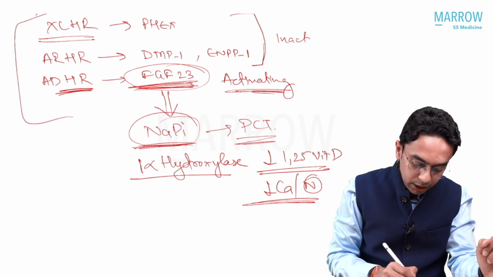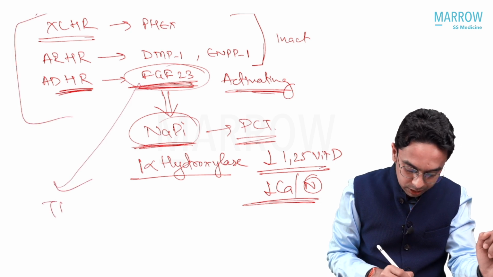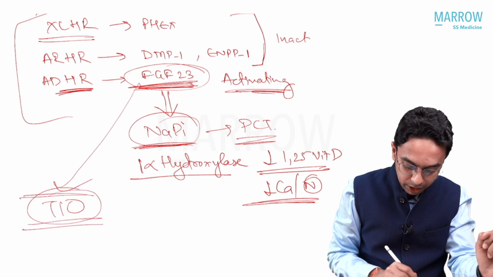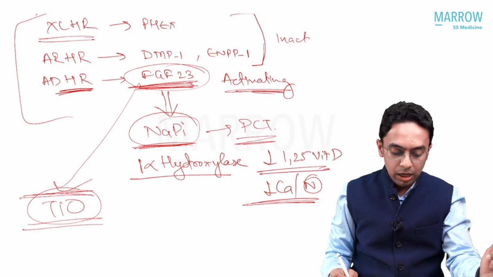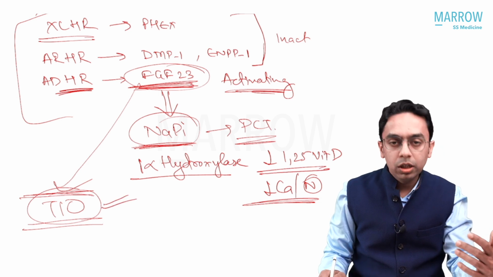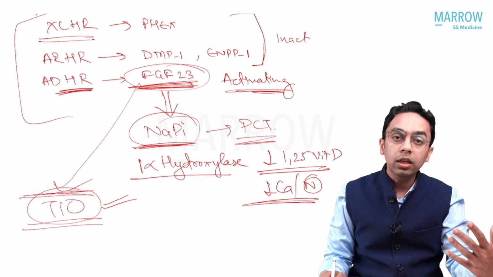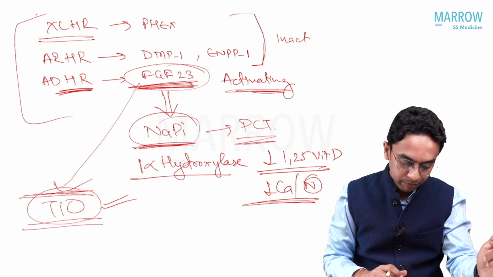Also these are all genetic conditions. One important thing is TIO. These have been asked many times. We'll talk more later on. There is a question on TIO also. Tumor induced osteomalacia is also by increased FGF23.